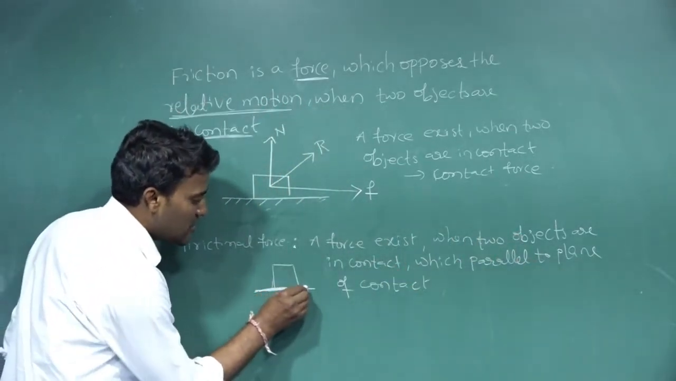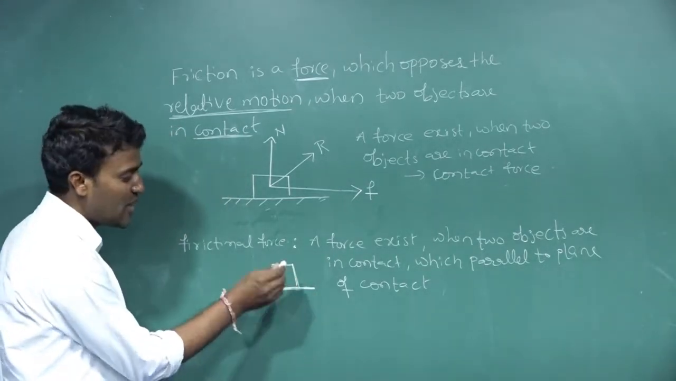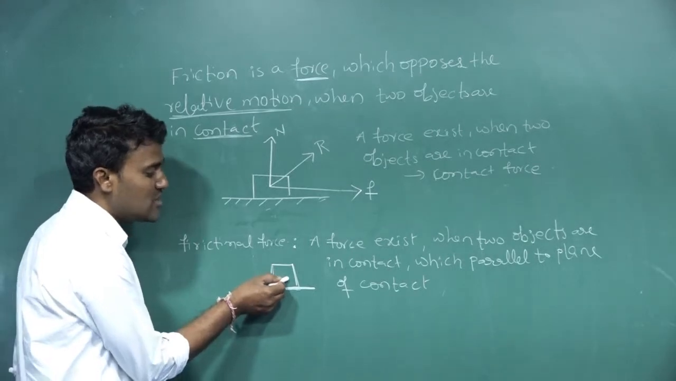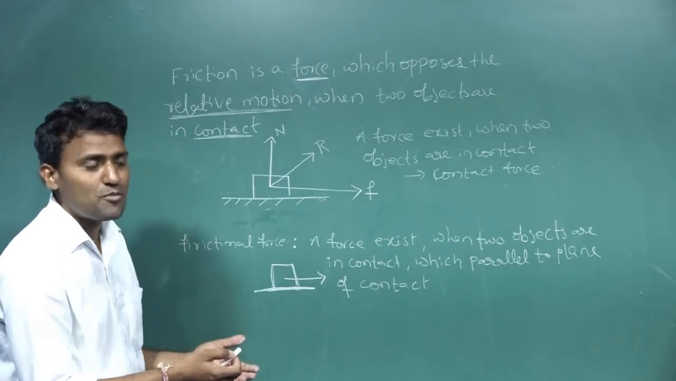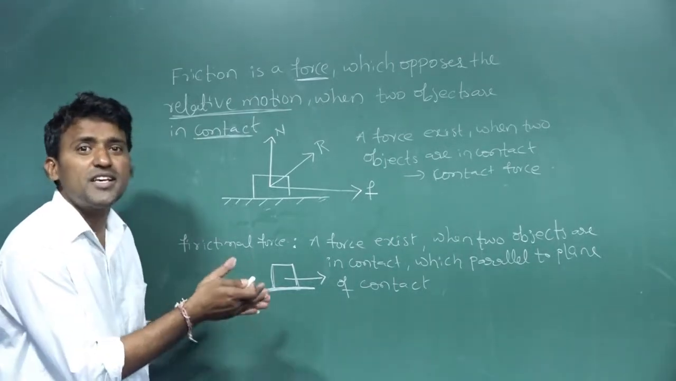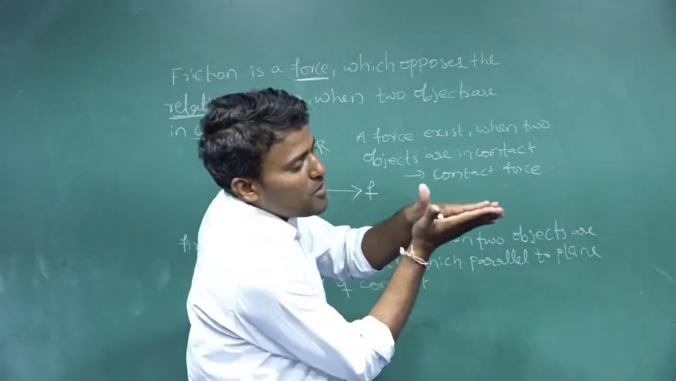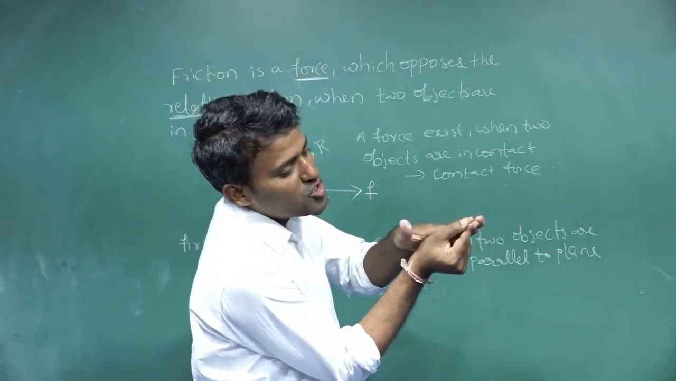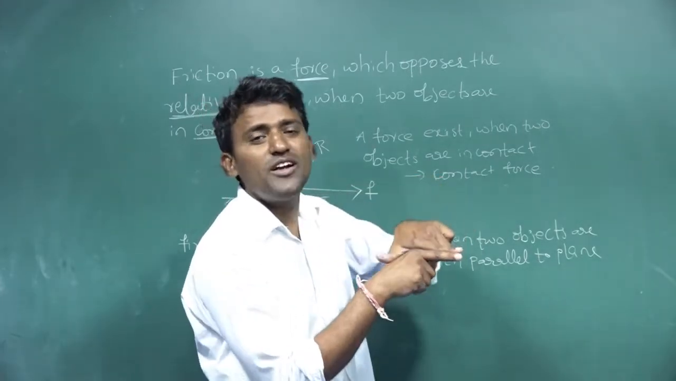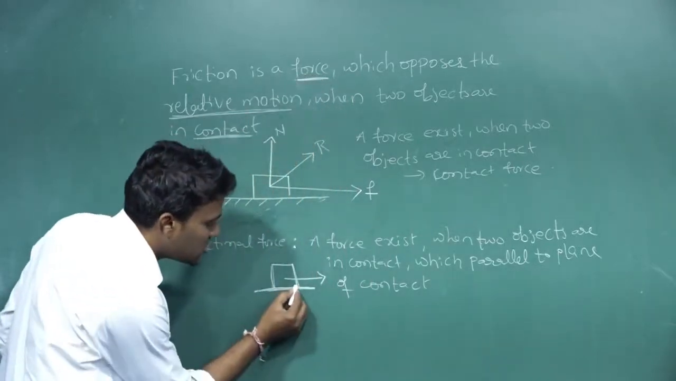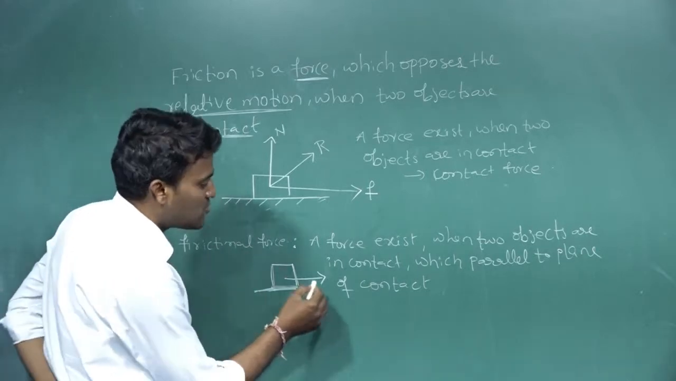See here, now this is the ground and this is the object. Now these two are in contact. At that moment one force exists. That force is parallel to the plane of contact. What does plane of contact mean? Where the two objects are in contact. See here, I am keeping my hands like this, so here these two objects are in contact. Where the two objects are in contact, that we can call the contact force. That is the plane of contact.